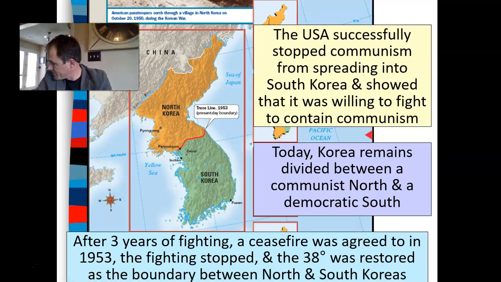Though Moon Jae-in, the president of South Korea, I believe, met with the president of the United States today to continue work on bringing it to an end. I haven't heard how that went.